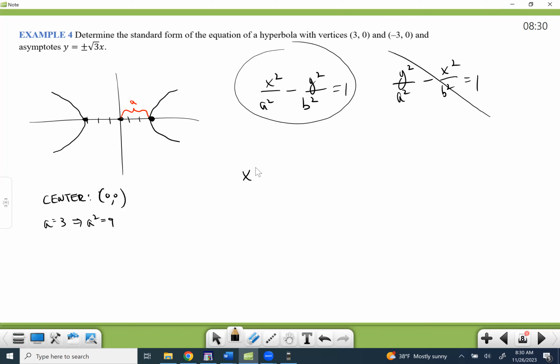So we've got X squared. We know A squared is 9. So all we're missing, you guys, is the B squared. All right, so let's go look at what else we know finally. They gave us the asymptotes. Well, we know that if X is first, the formula for the asymptotes, if it's centered at the origin, is going to be B over A.